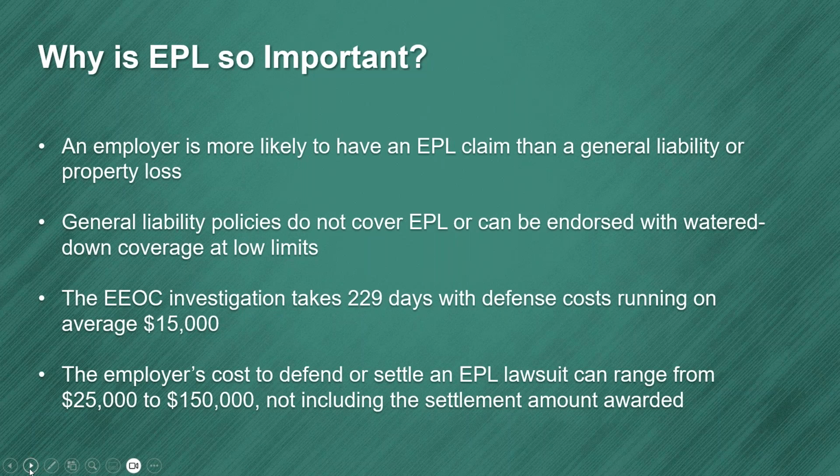In California, we have the EEOC, the Equal Employment Opportunity Commission. Every state has their own. It may be called by something different, but it's the department that is designed to cover employment disputes by the state. Those investigations take about 229 days, with defense costs averaging around $15,000, which is not a high defense cost. And if you lose, they typically issue a right to sue letter, and then you move on to an EPL lawsuit, and the defense can range anywhere from $25,000 to $150,000, not including the settlement amount.